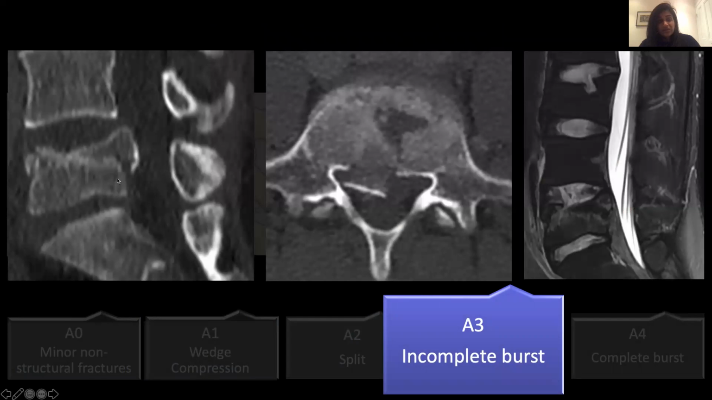So here's an example of incomplete burst. You've got the anterior and posterior cortex. The inferior end plate is intact, but you can see that this dorsally retropulsed component has narrowed the spinal canal. It's a bit rotated, this component as well. Here it is on MR. You can see that that inferior end plate is intact, but it's because of this that it becomes a complete burst, the involvement of both the anterior and posterior cortices.